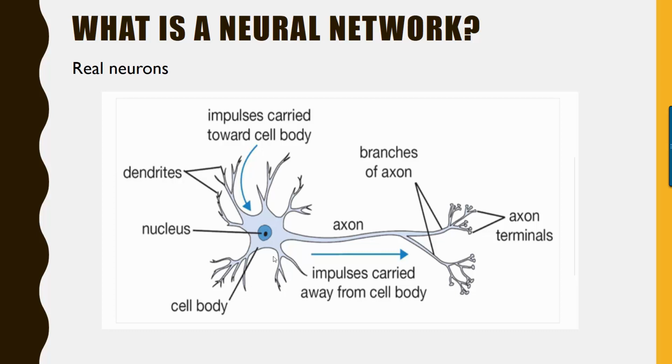And those electrical signals all combine inside the cell body. And then depending on how strong the electrical signal was, either nothing will happen at all, in which case there is no electricity that goes down the axon, or the neuron might send an electrical impulse that goes down the axon and then out all of these axon terminals. And all of these axon terminals are then connected to other neurons.